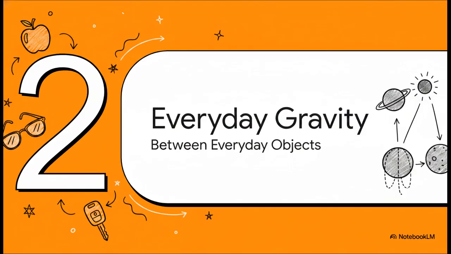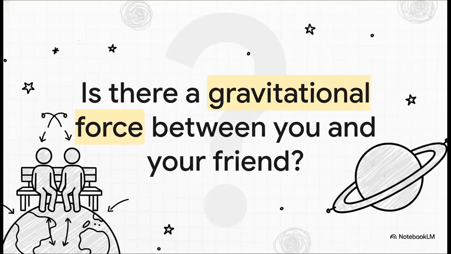Moving right along to section 2, gravity between everyday objects. Now, I want you to think about this question for a moment. Newton's universal law states that absolutely every object in the universe attracts every other object, right? So if you and your friend are just sitting next to each other on a bench, is there a gravitational force pulling you two together?